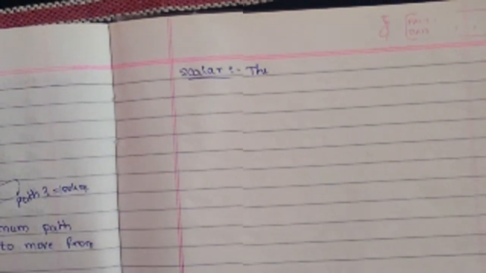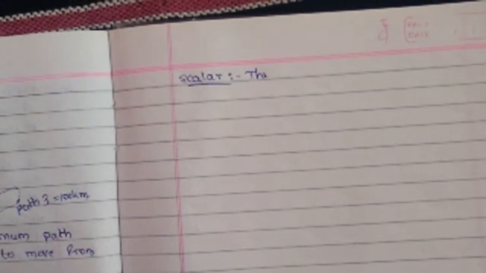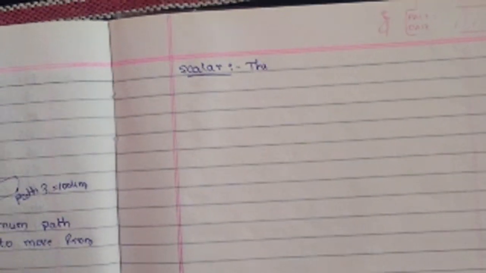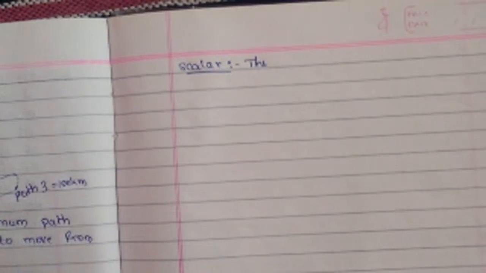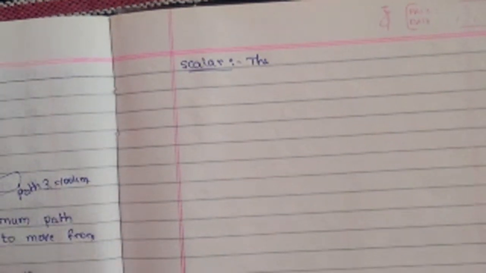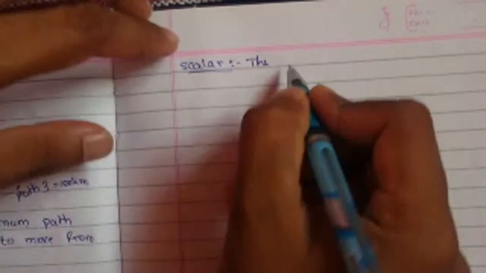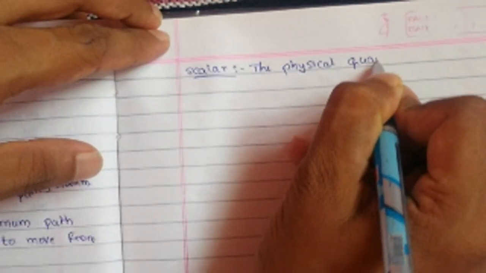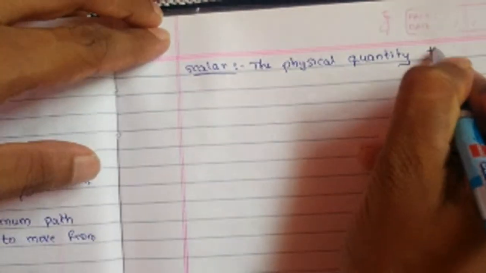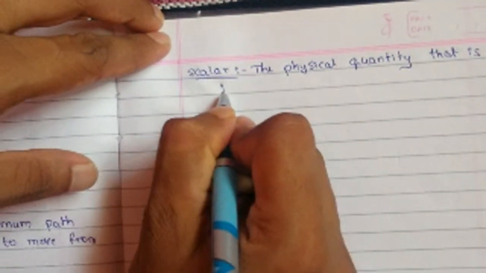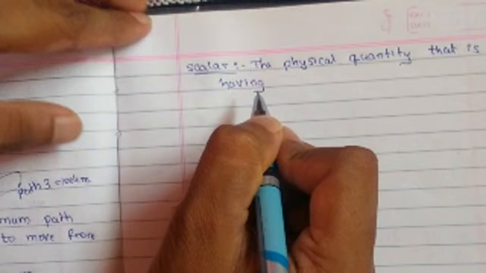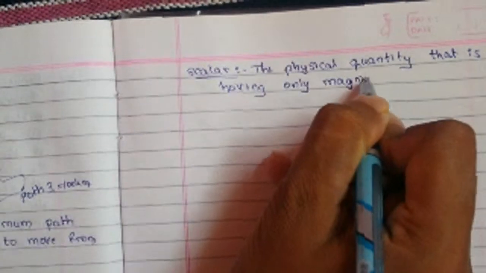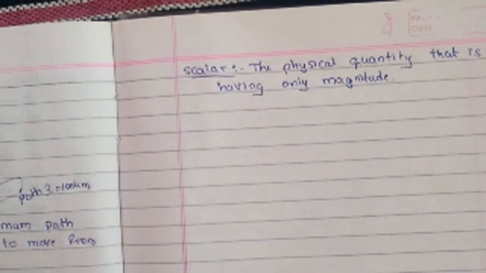The next concept is scalar. Okay, next concept is what is meant by scalar quantity. The physical quantity that is having only magnitude is known as scalar quantity.